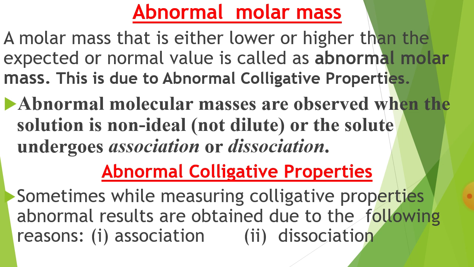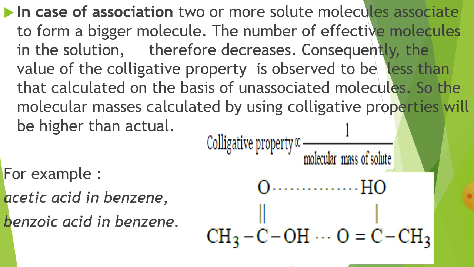Sometimes while measuring colligative properties, abnormal results are obtained due to the following reasons: either association or dissociation. Now let us explain association and dissociation. In case of association, as the name indicates, association means joining of molecules takes place here. So two or more solute molecules associate to form a bigger molecule.